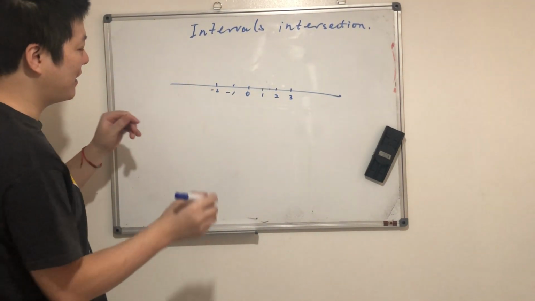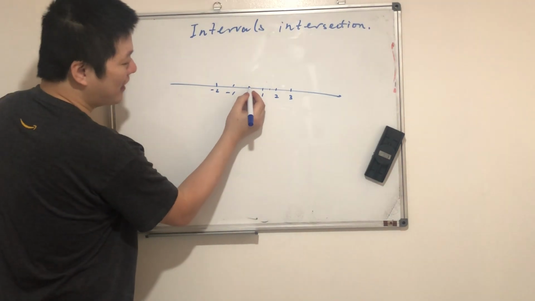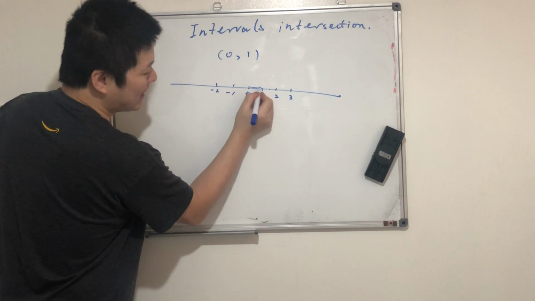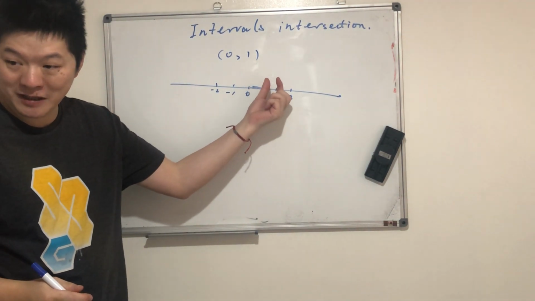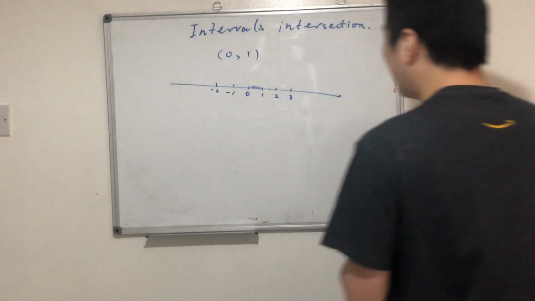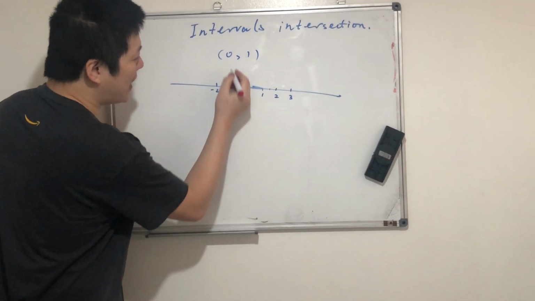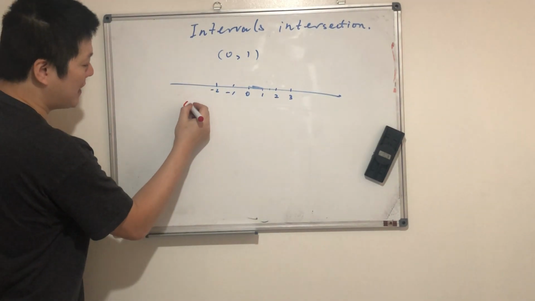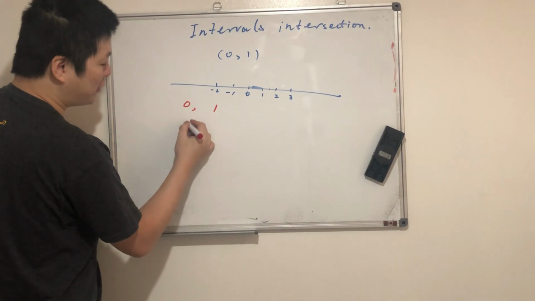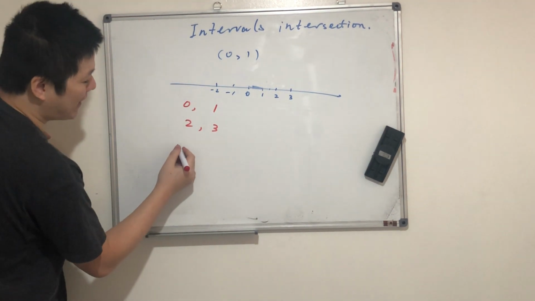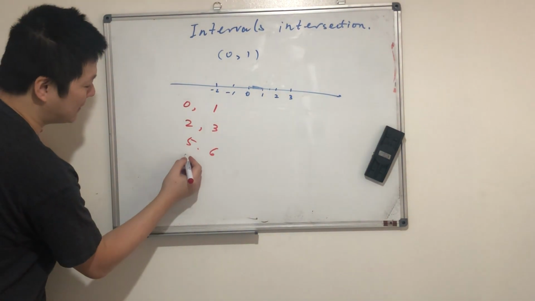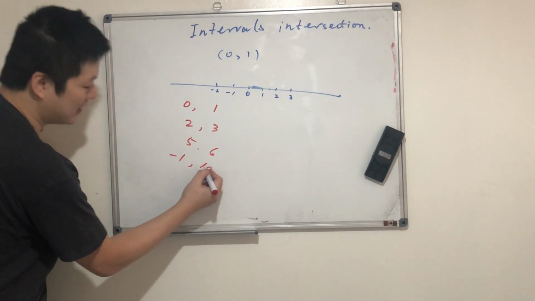Okay, the intervals. For example, an interval could be 0, 1. So it means this is the interval, just this period. How about I give you a list of intervals like 0, 1, and then 2, 3, and then 5, 6, and then maybe -1, 10.